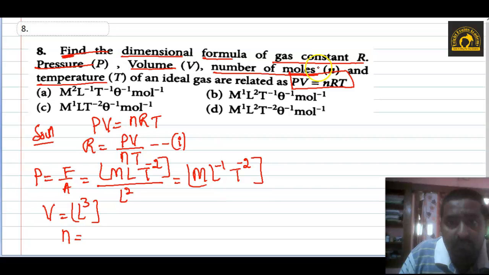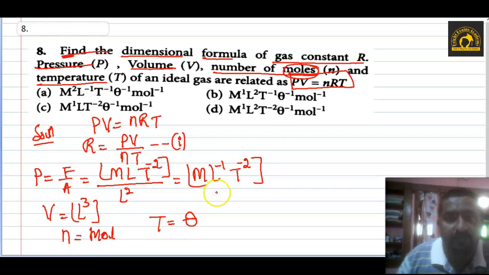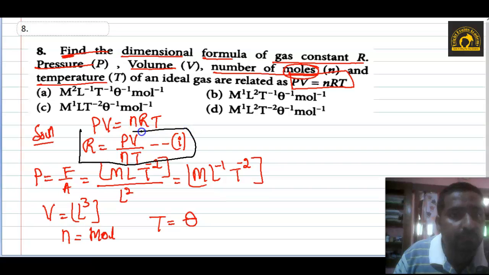Then n is the number of moles. The number of moles' dimensional formula is mole. Then T is the temperature. Temperature's dimensional formula is theta. So now put all the values into this equation.